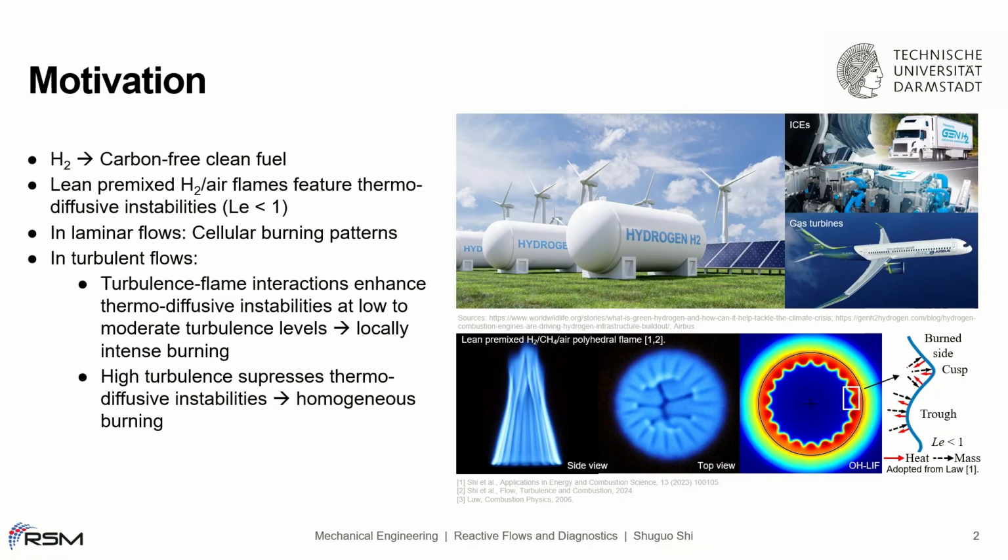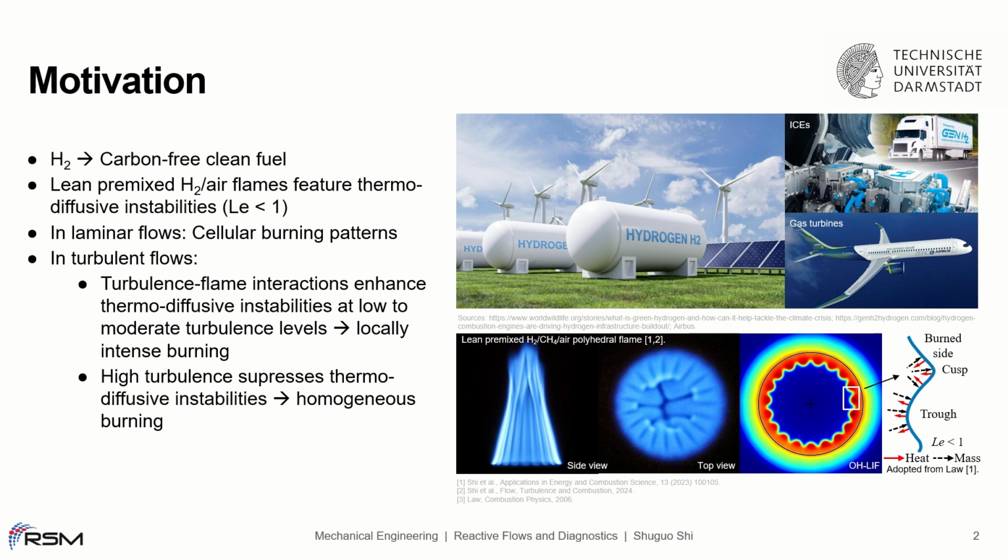Hydrogen is widely considered as a promising carbon-free fuel that can be used in future internal combustion engines and gas turbines. However, lean premixed hydrogen air flames feature thermo-diffusive instabilities as they have Lewis numbers much lower than unity. In laminar flows, cellular burning patterns have been observed in our previous studies with lean premixed hydrogen methane air polyhedral flames.